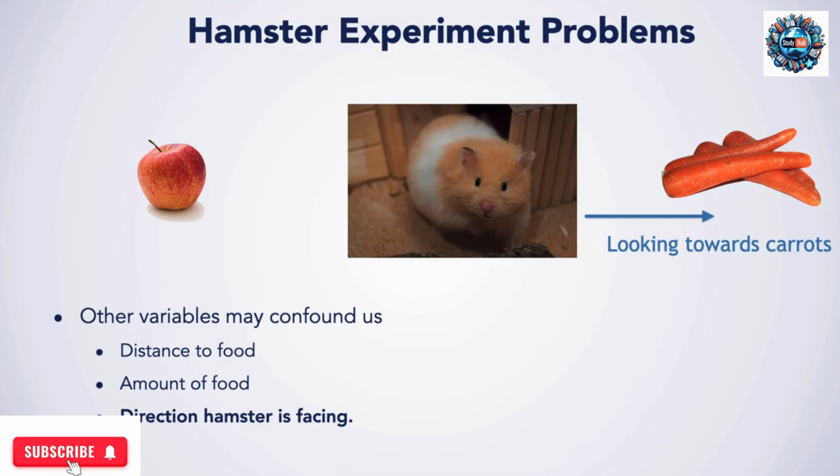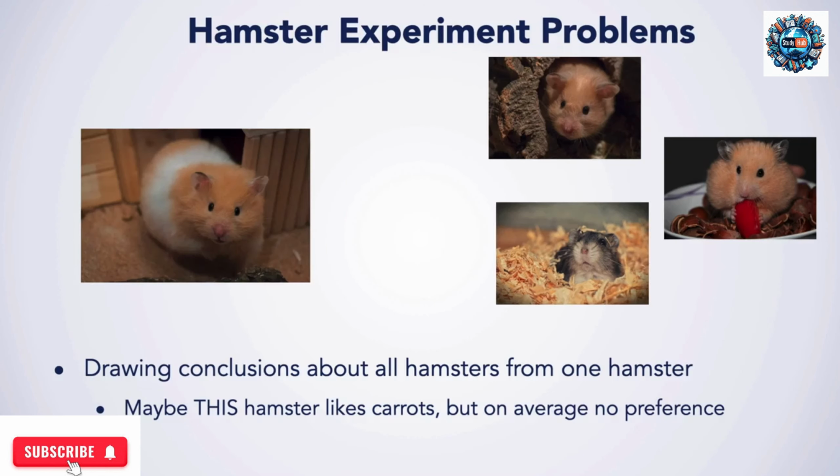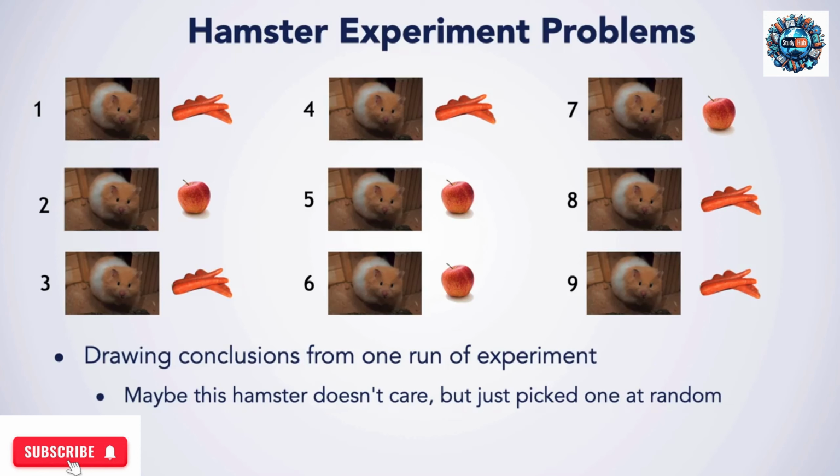If we try to space the food out evenly and put the hamster in the middle, we could still have a problem that our hamster is facing one way at the start of the experiment and just goes in that direction. Another big problem with this experiment is that we've drawn conclusions about all hamsters from this one hamster. Maybe this hamster likes carrots, but in general hamsters have no preference. Who knows? We also draw a conclusion from running just one experiment. Maybe this hamster doesn't care about the food type and just picked one. If we ran the experiment multiple times, we might see different results.